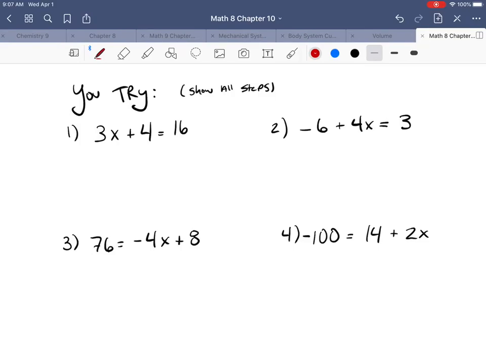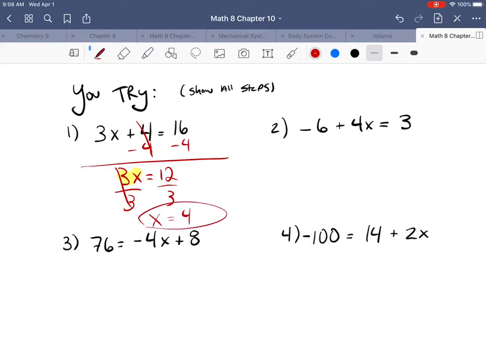Okay, so I'm going to do these. First thing I'm going to do is identify my plus or minus, which is plus 4. I'm going to subtract 4 from this side and from the other side of the equal sign. I have 3x equals 12. So now I need to be able to see that that's my dividing piece. So I need to divide by 3 here, and divide by 3. x equals 4 in this case.